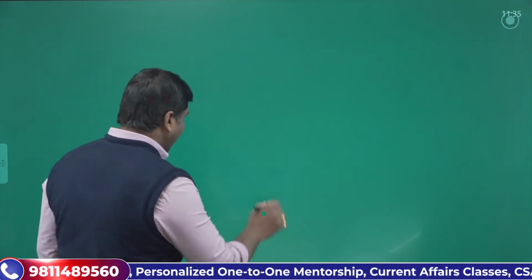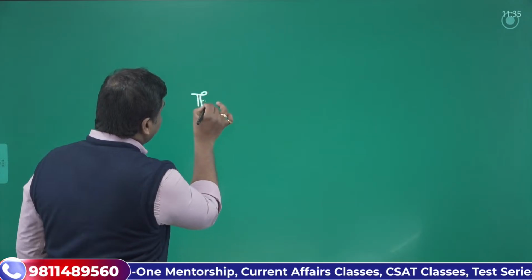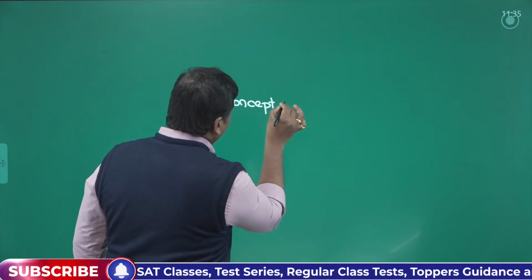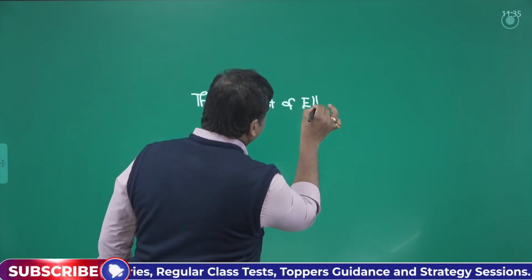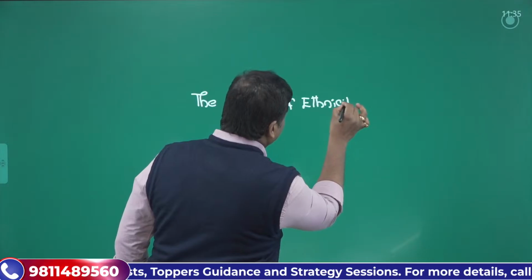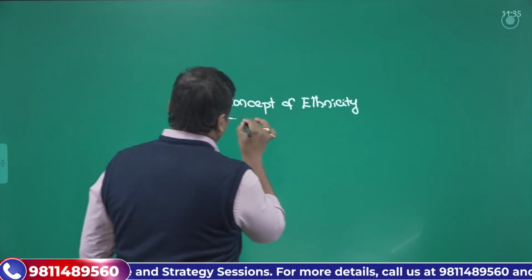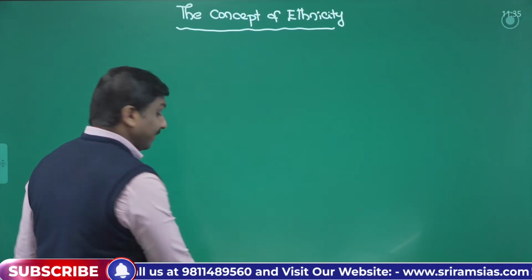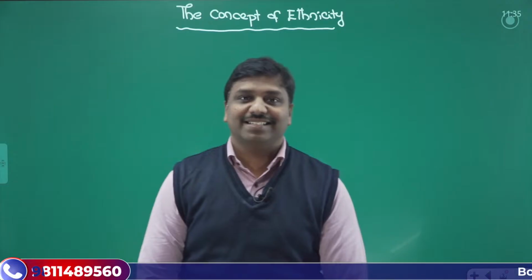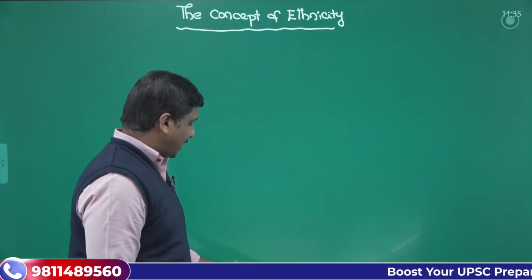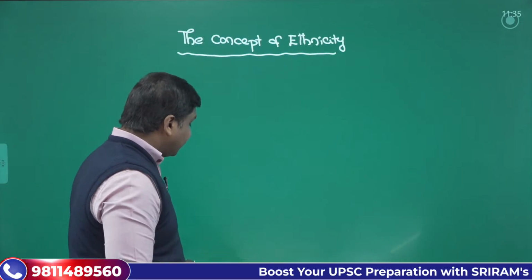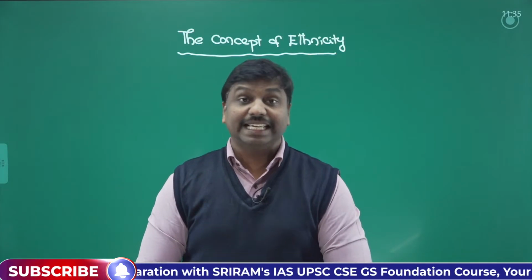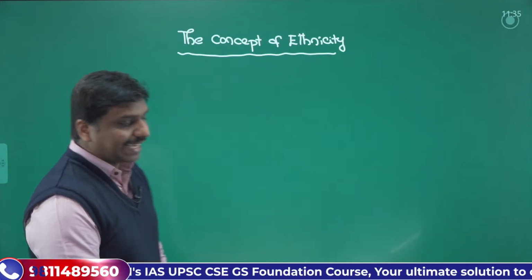Here we should know first about the concept of ethnicity. What is the concept of ethnicity? Let's try to understand this in a systematic fashion first. Understanding basics is very, very important, so from that point of view, let us understand the basics first. Before we talk about ethnicity, we should talk about another important word, that is ethnic. So let's start with the word ethnic.